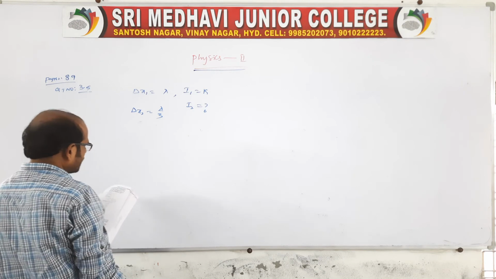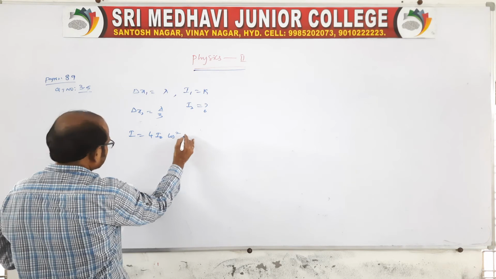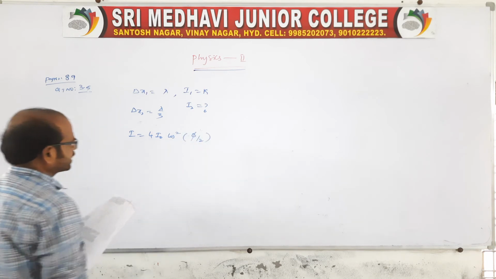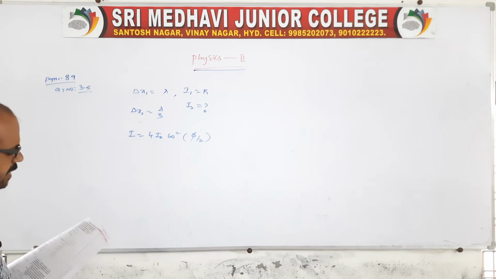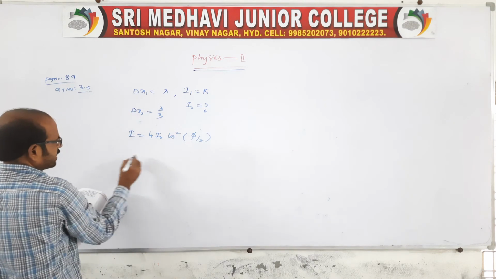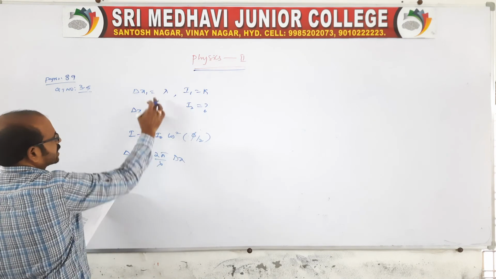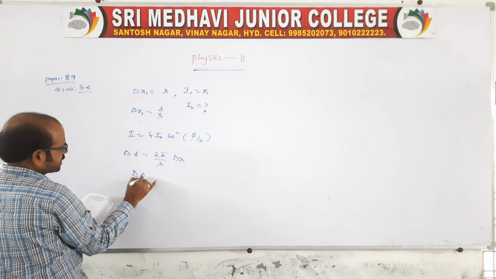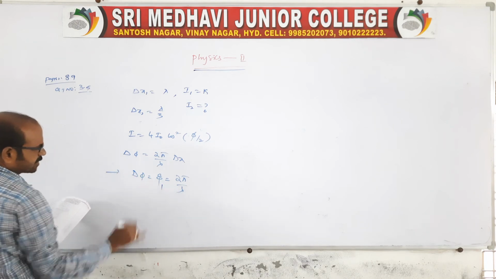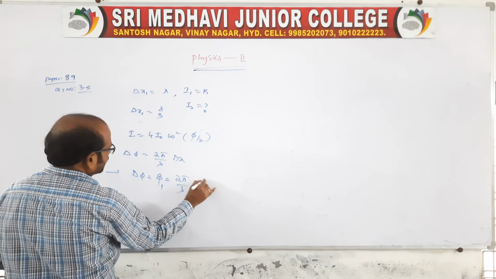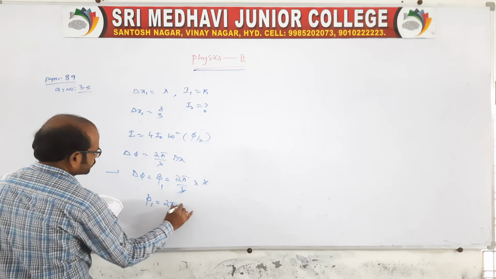Of course, we know the relation I is equal to 4 I naught cos square phi by 2. We can directly take like this. I is equal to 4 I naught cos square phi by 2. This is the relation. Now we should get the phi value. So that delta phi is equal to 2 pi by lambda into delta x. So delta x here you substitute, we'll get phi 1 is equal to 2 pi by lambda into lambda. Lambda cancel, therefore phi 1 is equal to 2 pi. This is what you say expression 1.